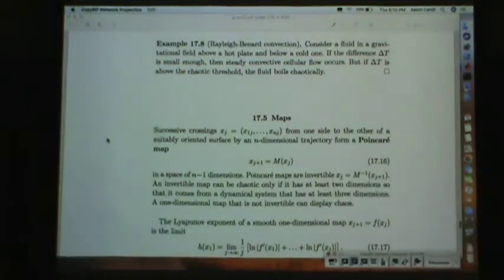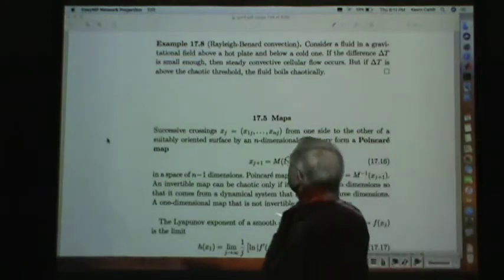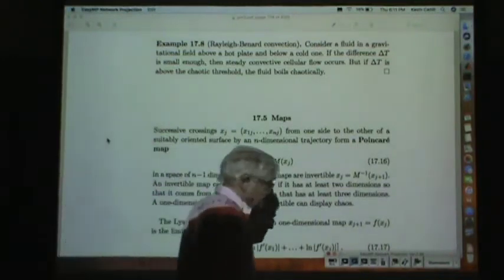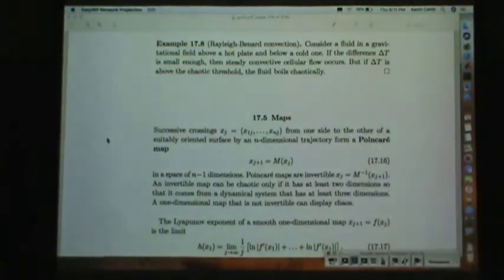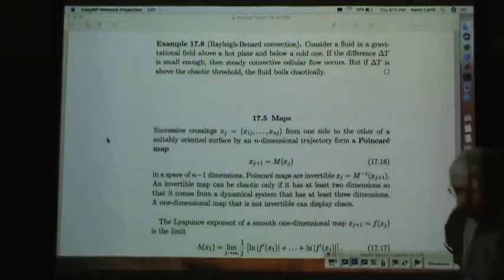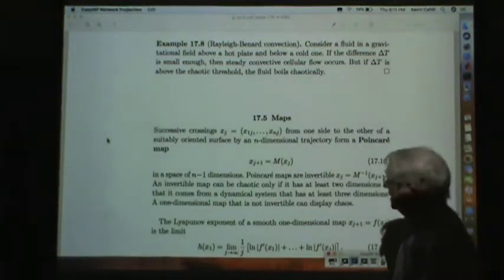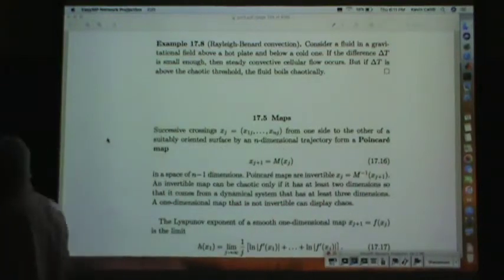This is a fluid in a gravitational field above a hot plate and below a cold plate. If the temperature difference, T is temperature now, is small enough, then you have a steady convective flow. But when the temperature difference gets big enough, you get chaotic boiling.